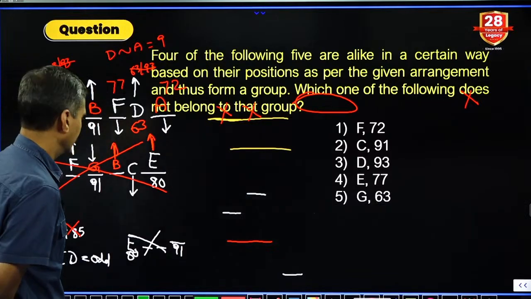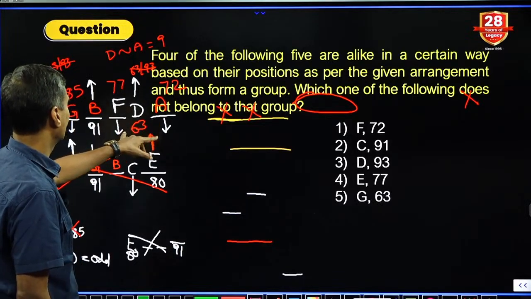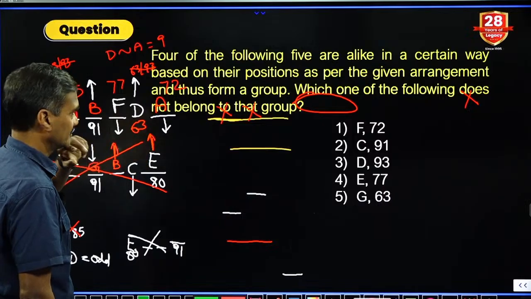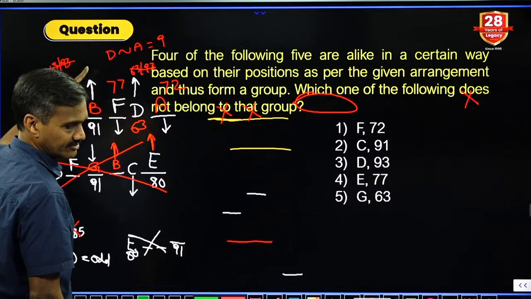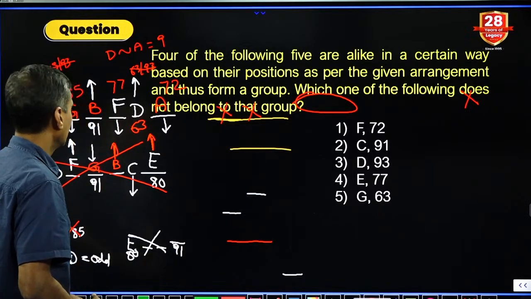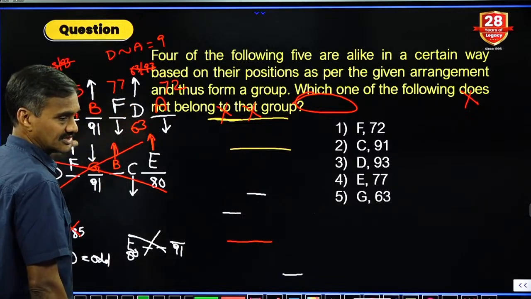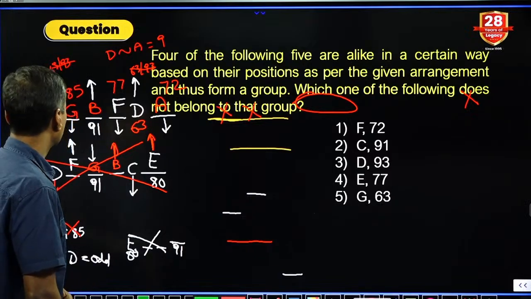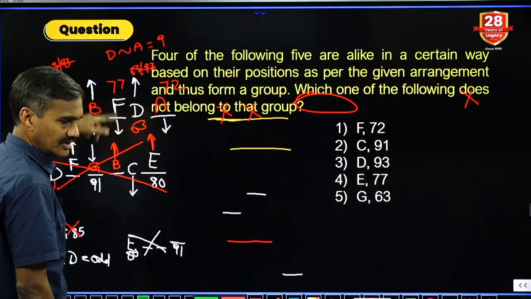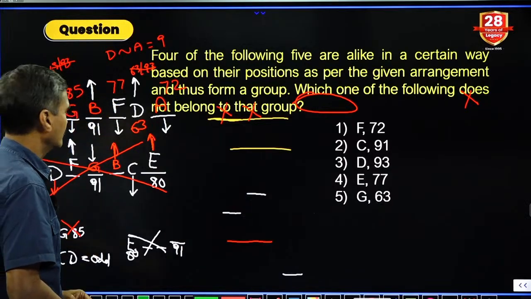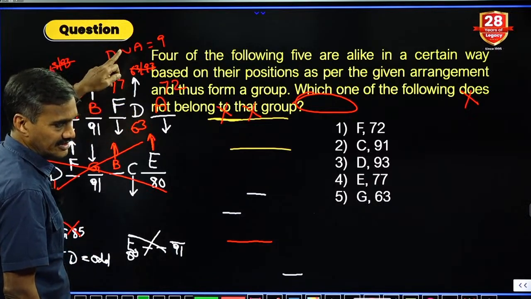Now coming back to this one. Now first one, F and 72. F and 72, there is exactly one person, both the persons are facing the same direction. And C and 91, and one person, and again both the persons are facing the same direction. D and 93, D is not, and the one who has scored 93 is also facing the same direction. E and 77, E is facing south, and the one who got 77 is F. E and F are facing the same direction. Now G and 63, G is facing south, and D got 63, D is facing north.